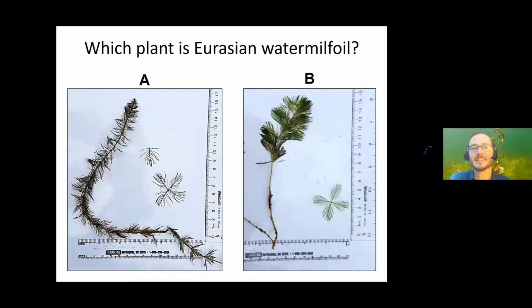So B is the correct answer. This is Eurasian milfoil. This, taking a quick look, looks like northern water milfoil. So if you look here, it's a little zoomed out, but you can see there's a lot of leaflets here compared to here, which is under 12.